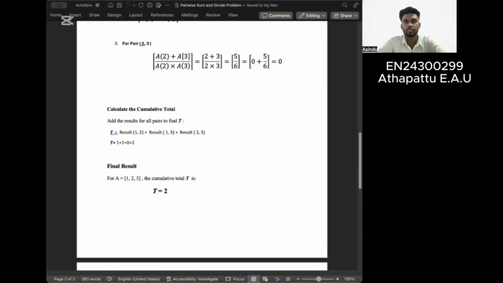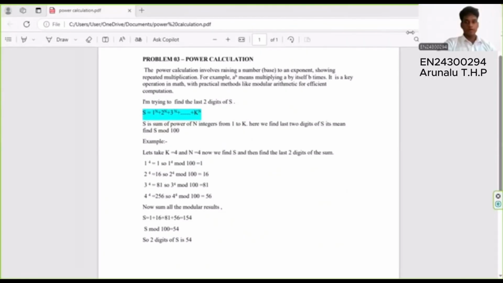That's our result. Let's look at the problem about powers and find the last two digits of a sum. The sum S is made by adding numbers raised to a power, like this: S equals 1 to the power n plus 2 to the power n plus 3 to the power n up to k to the power n. To get the last two digits, we calculate S mod 100. For example, shall we take k as 4 and n as 4?